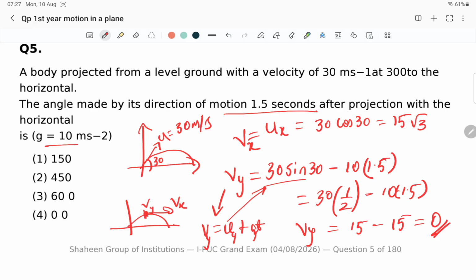So he has told angle made by its direction of motion. What is the direction of motion? It was 30 degree initially after projection with the horizontal. At this point, what will be the angle? Now the complete velocity is horizontal, so the angle theta is 0 degree. I hope this particular question is clear to you guys. You can make a note.